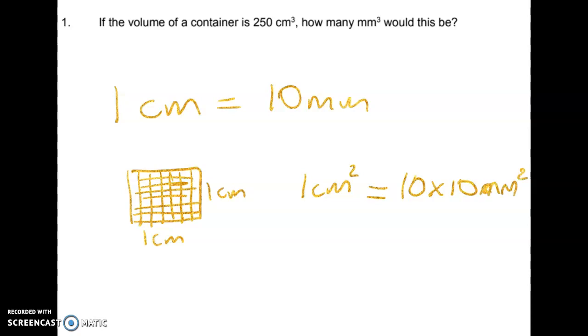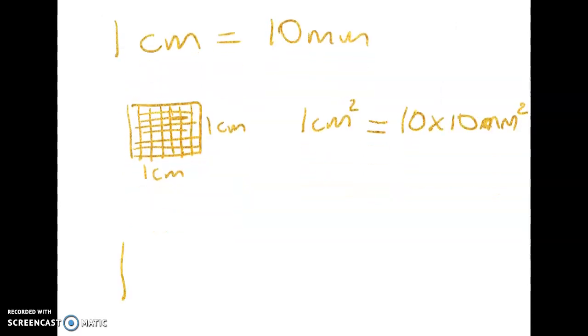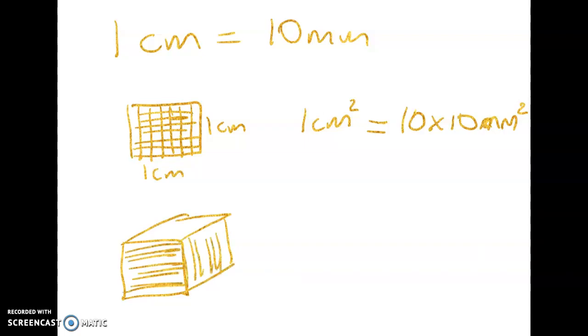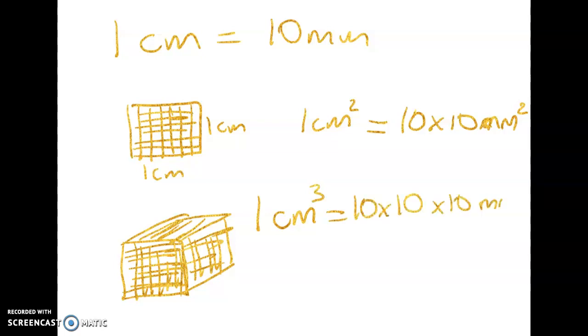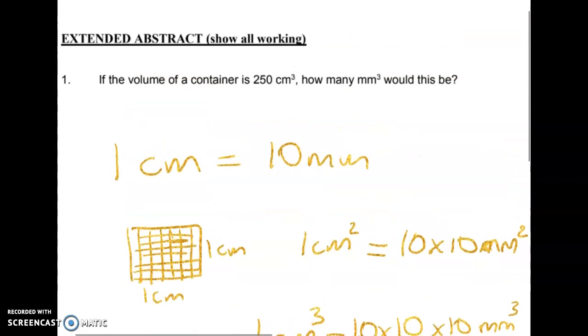So what does that mean for millimetres cubed? Well, it's the same idea. Let's draw a very bad looking cube. 10 little lines there, 10 little lines there, and 10 little lines here. So what I'm thinking about here is how many tiny cubes are there inside that? So 1 centimetre cubed is equal to 10 times 10 times 10 millimetres cubed, which is equal to 1,000 millimetres cubed. So whenever you do conversions for volume and area, that's how you do it.